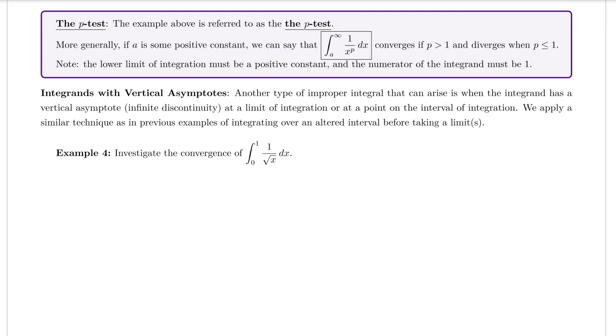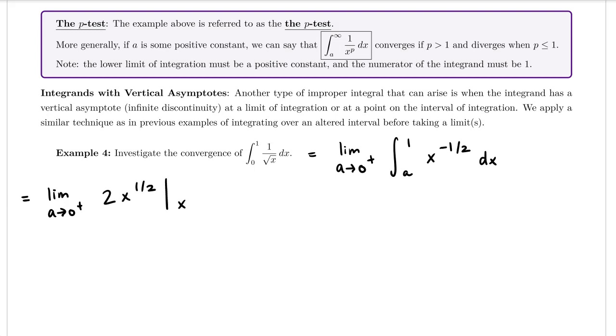So the way that we're going to do this is similar to previously, except now we're taking the limit as a approaches 0. I can't really plug in negative numbers, so I'm going to approach 0 from the right-hand side. We're keeping the same integrand, but I'm going to rewrite it as x to the negative 1/2 power instead of 1 over. And so now let's integrate this. We have the limit as a approaches 0 from the right-hand side of, and then if we take the antiderivative, we're going to get 2 times x to the 1/2 power, evaluated from x equals a to x equals 1.